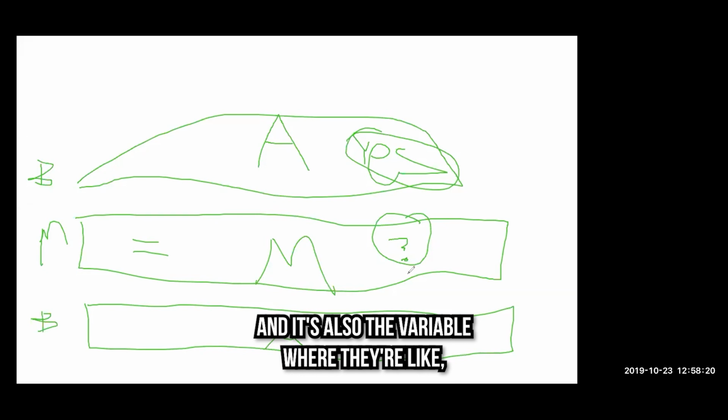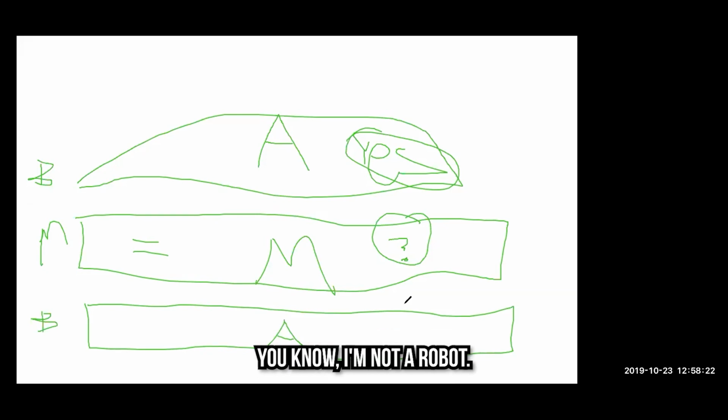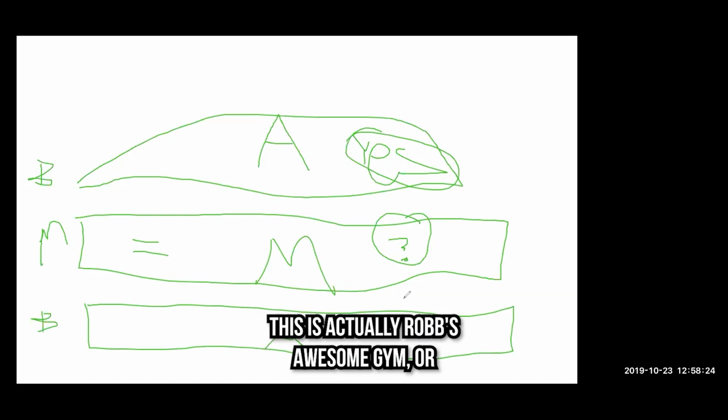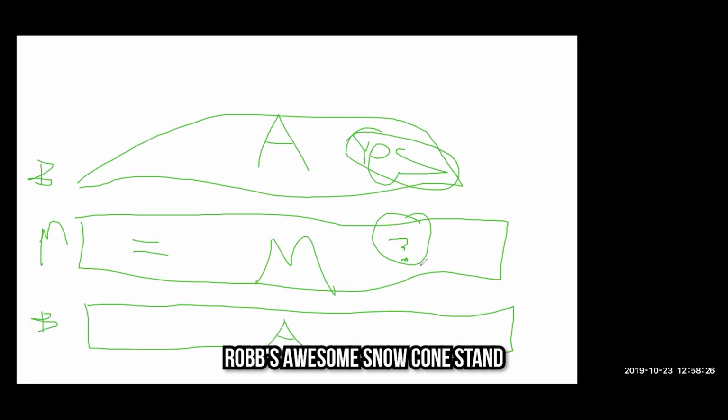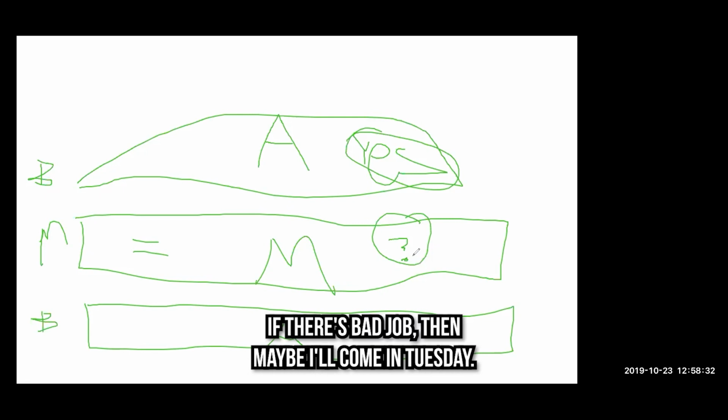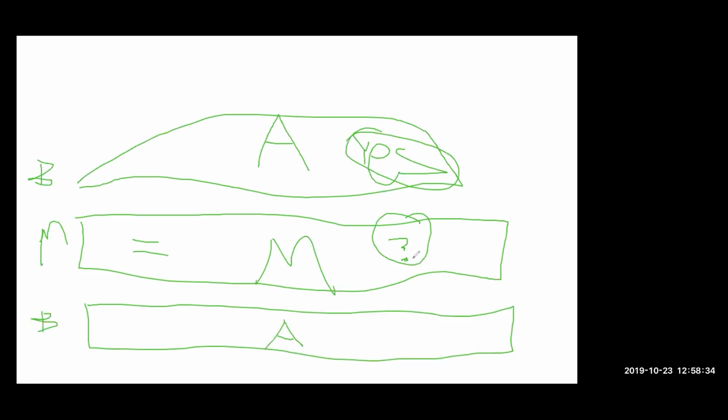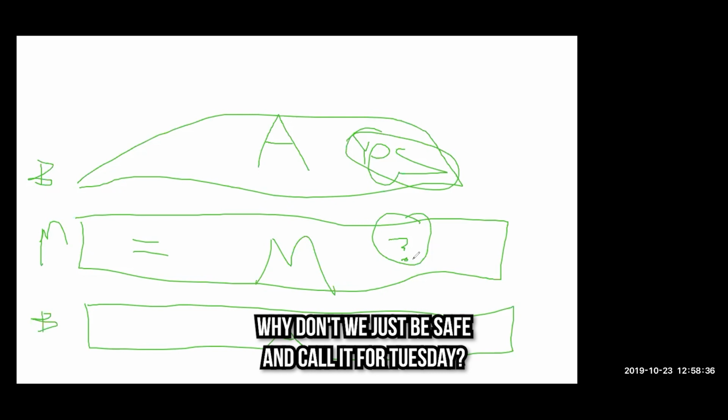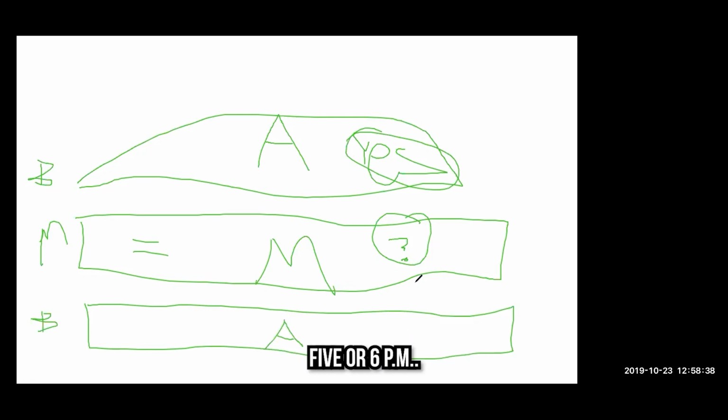It's also the variable where they're like, are you a robot? They go, no, I'm not a robot. This is Ashley at Robb's Awesome Gym or Robb's Awesome Snow Cone Stand. When would you like to come by and get your free snow cone? And they go, well, Monday, but if I'm late, if there's bad traffic, then maybe I'll come in Tuesday. Okay, why don't we just be safe and call it for Tuesday? How does that sound? What's better for you, 5 or 6 p.m.? And they go, damn, Ashley's a snow cone gangster.